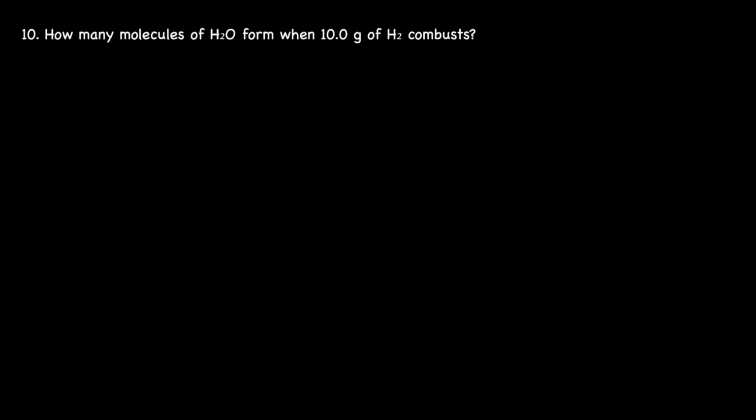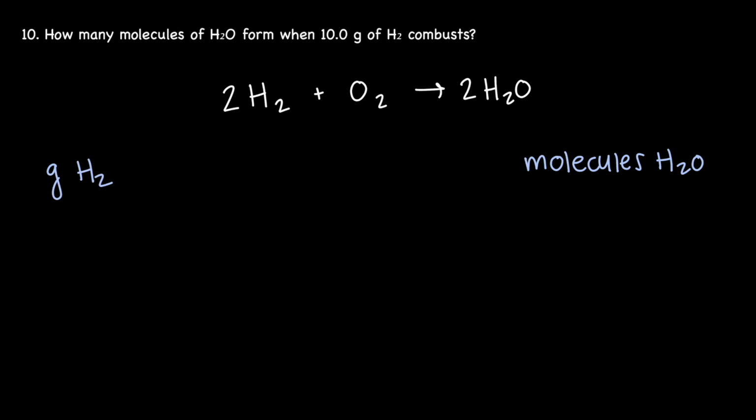Number 10. How many molecules of H₂O form when 10.0 grams of H₂ combusts? This problem is a combustion reaction of hydrogen. 2H₂ plus O₂ yields 2H₂O. For this unit map, we are starting with 10.0 grams of H₂ and ending with molecules of H₂O.